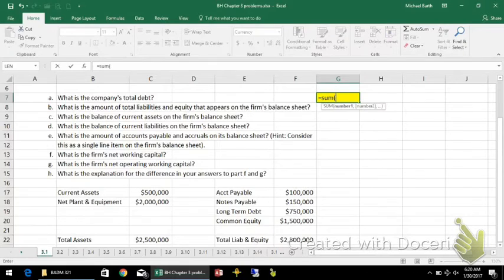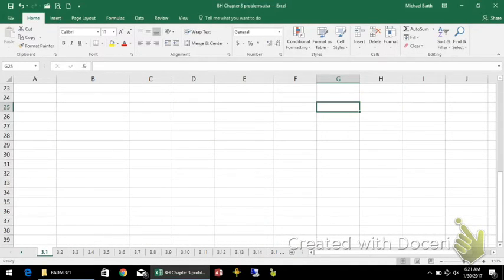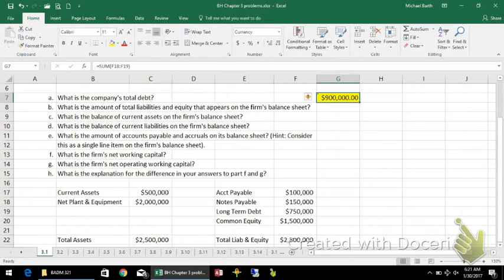Total debt would be notes payable, which are short-term interest-bearing loans, and long-term debt, which are long-term interest-bearing loans. The difference is that short-term is under a year, long-term is over a year. What's the total amount of liabilities and equity? It's the same by definition as total assets, which was given in the problem.